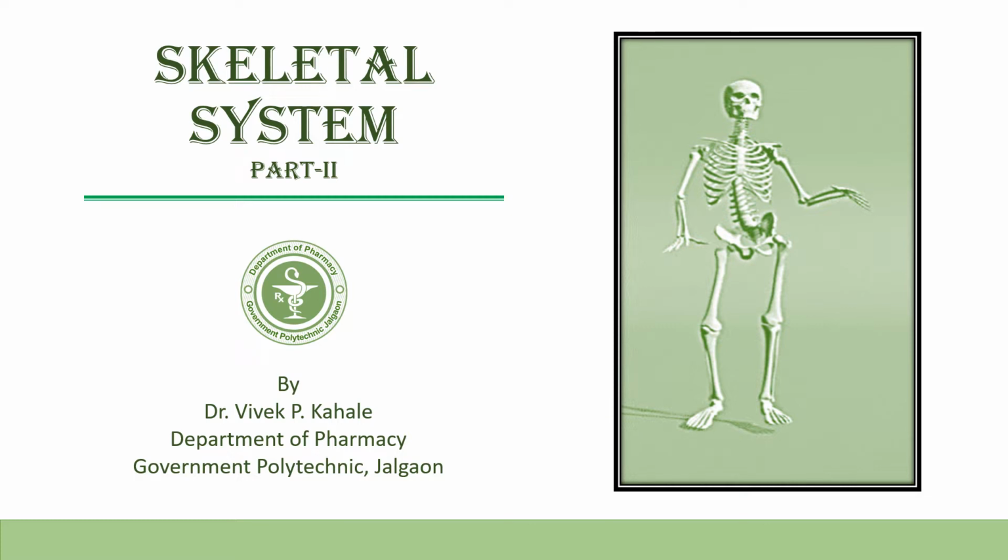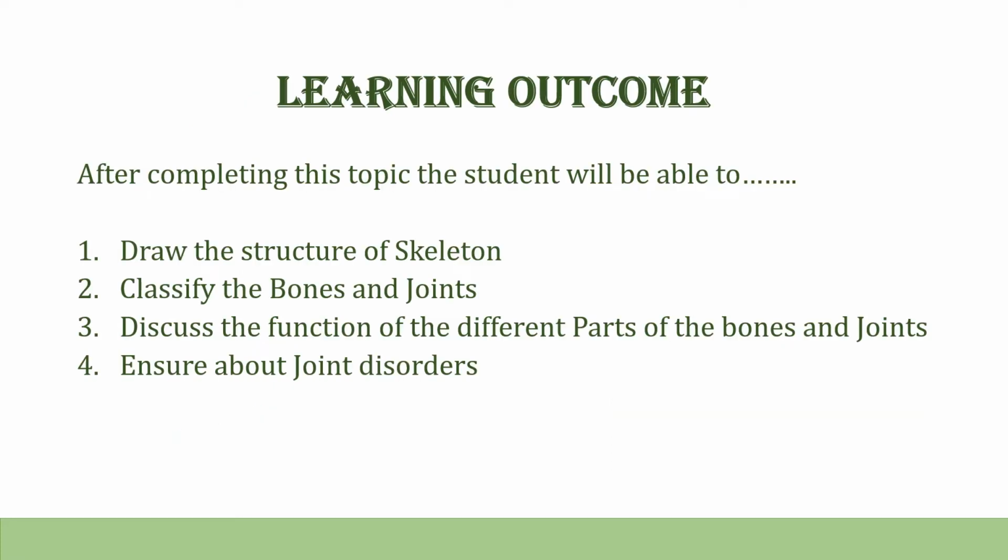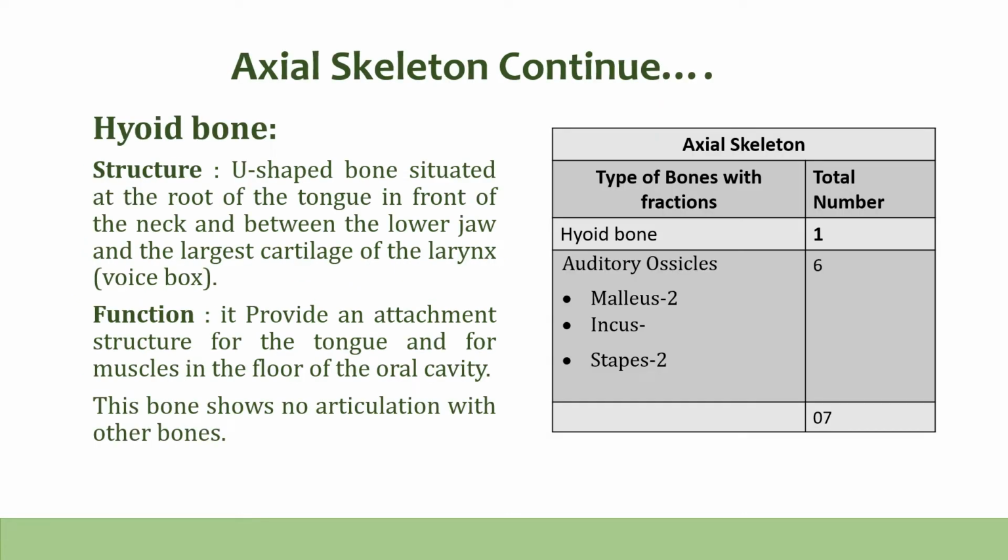Under that, we are going to see the following learning outcomes. The axial skeleton from the skeletal system part 1 will continue over here. In the skeletal system part 1, we saw the cranium and the face of the skull. Now, under the axial skeleton, we can see the hyoid bone and the auditory ossicles.